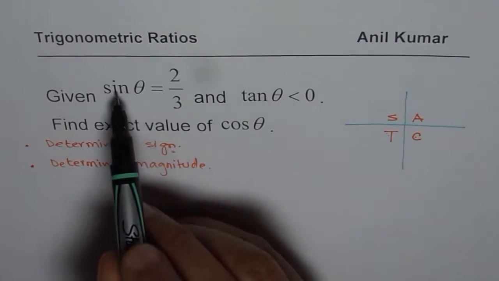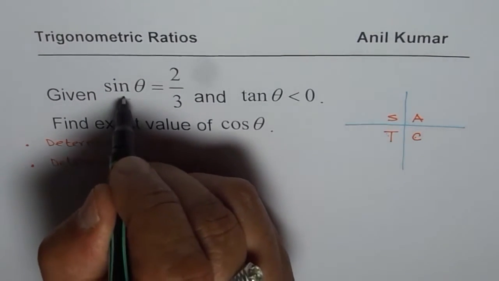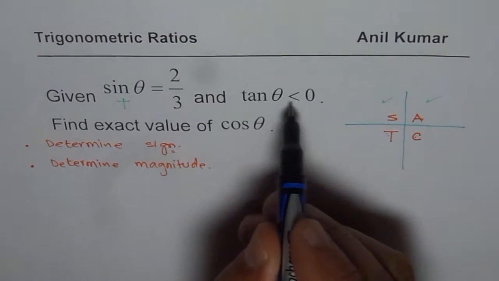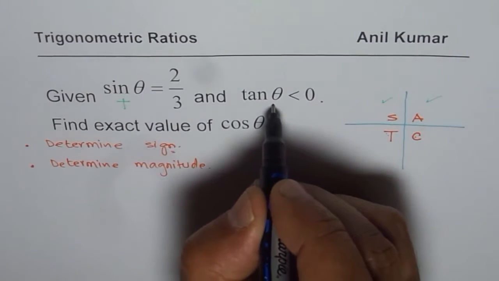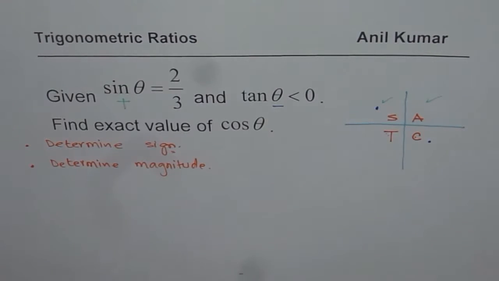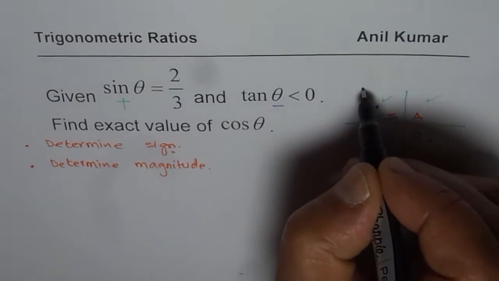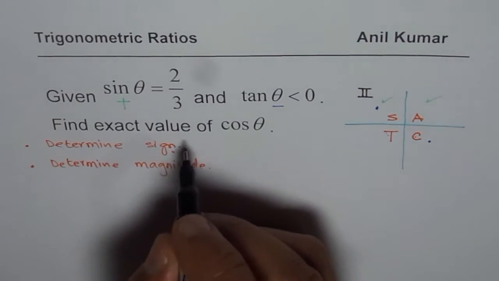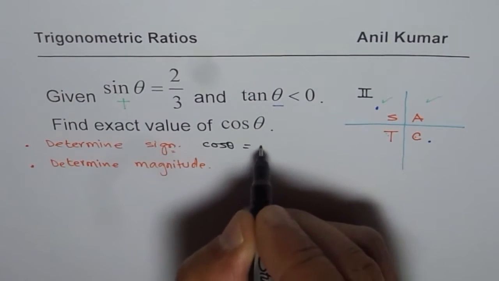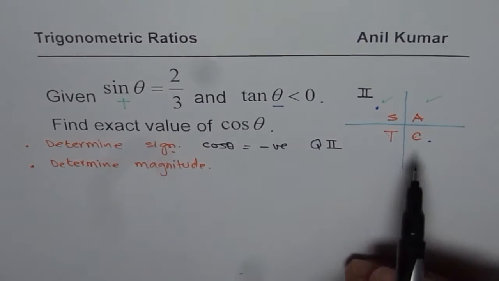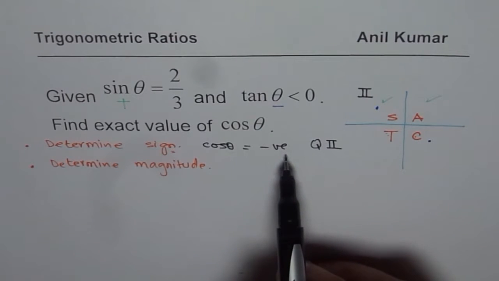Now, we are given sine theta is 2 over 3, that means this is positive. Sine theta is positive in these two quadrants. And now we are also given tan theta is negative because tan theta is less than 0. That is possible if you look into these two quadrants. Tan theta is negative. Now combining the two gives us the quadrant. So that means we are in quadrant 2. In quadrant 2, cosine is negative. So we know cos theta is negative. We are working in quadrant 2, right? So we got the sign now. So simply apply the CAST rule, get the sign.